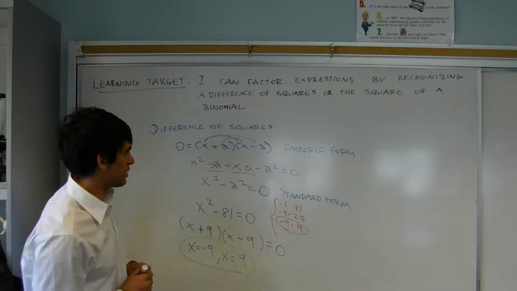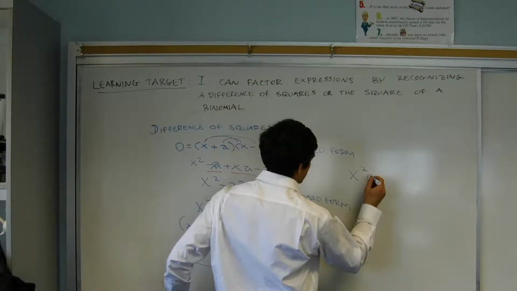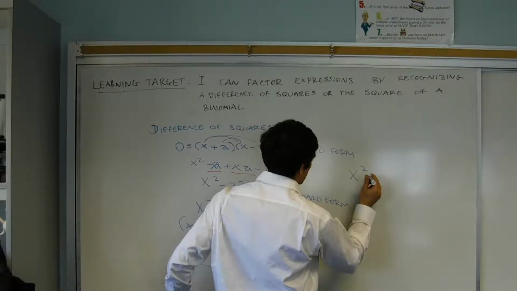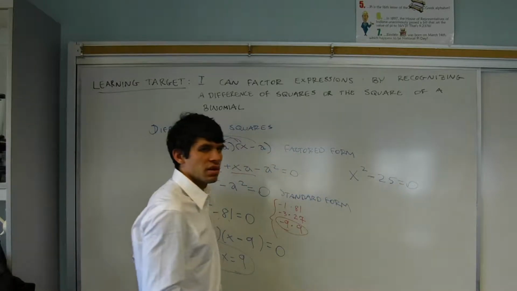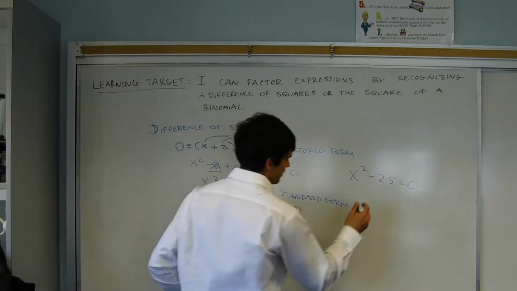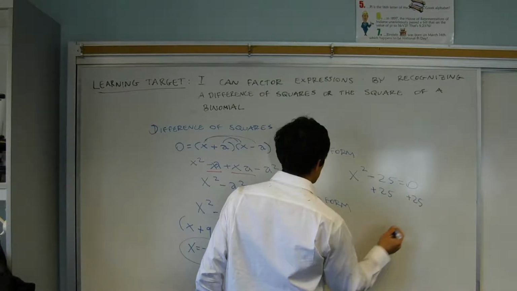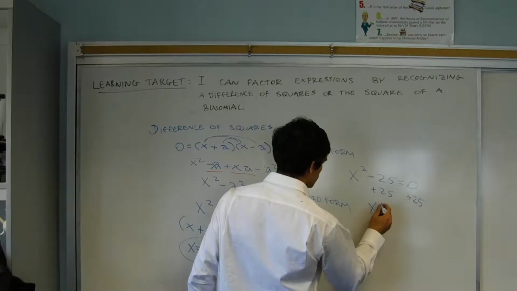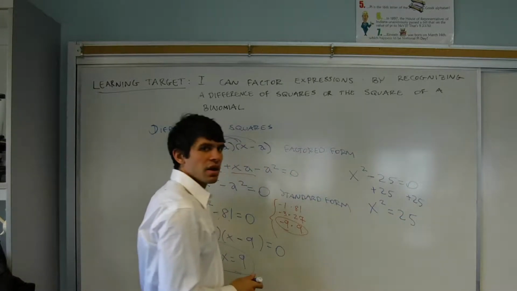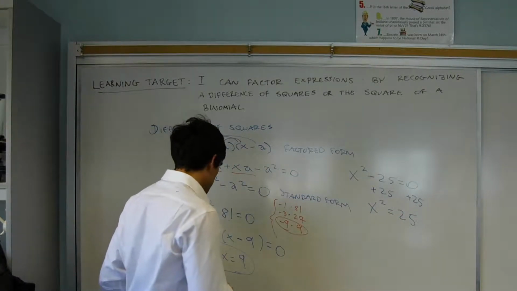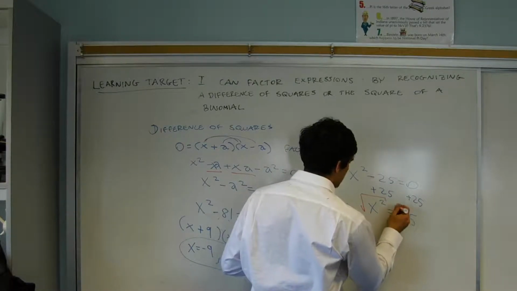The other method would be, we have, say, x squared minus 25 is equal to 0. We can start by adding 25 to each side, like we're solving a linear equation. We get x squared is equal to 25, and then what we can do is we can take the square root of each side.